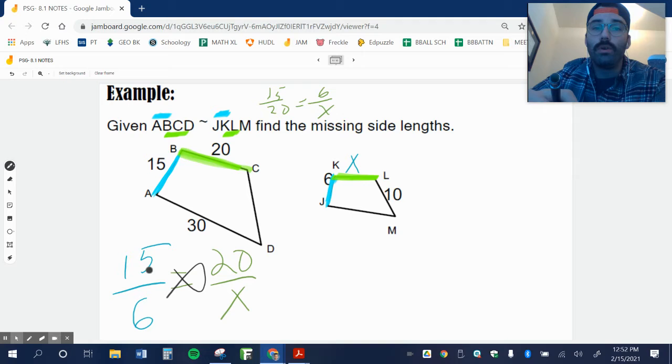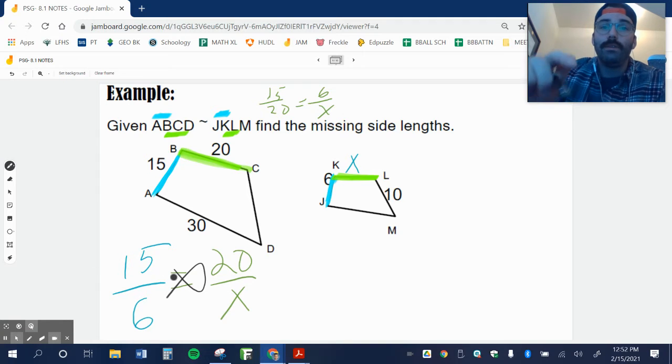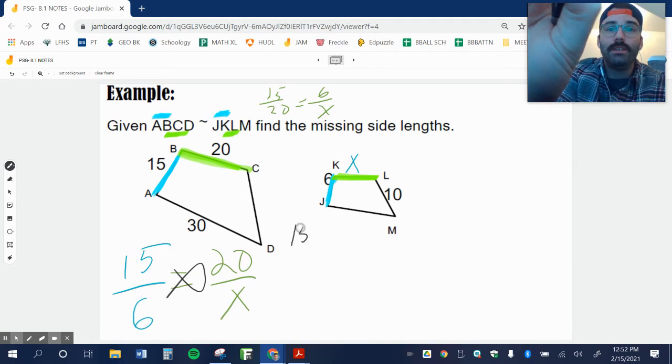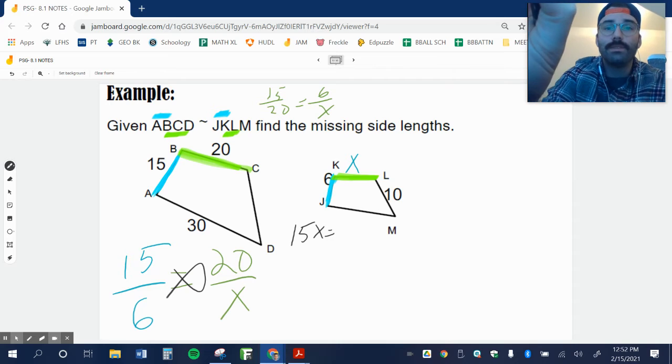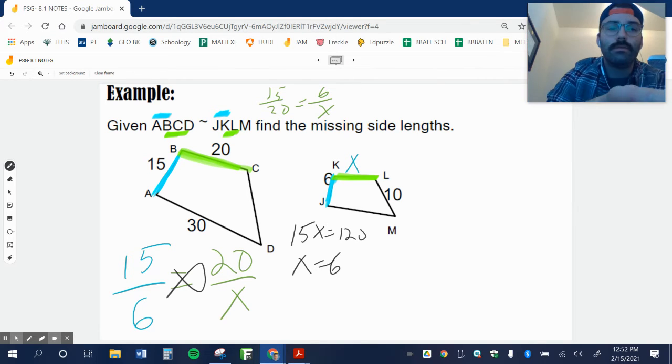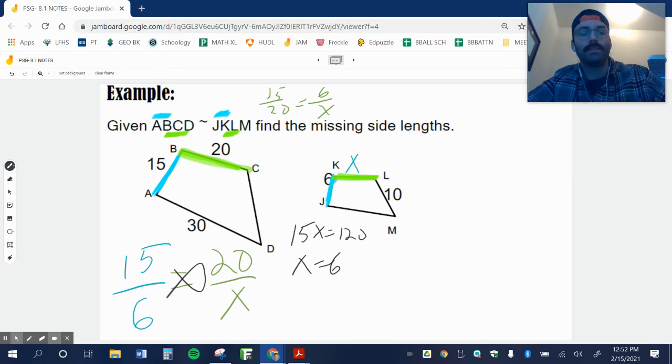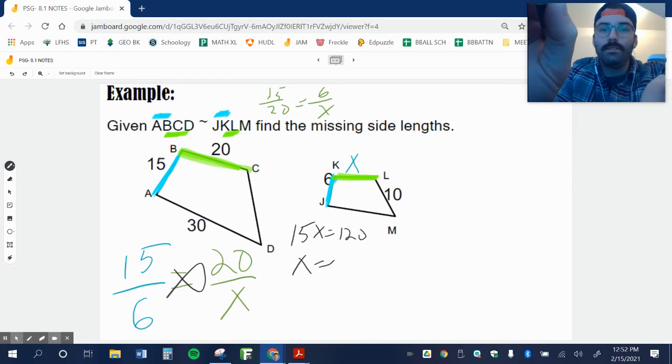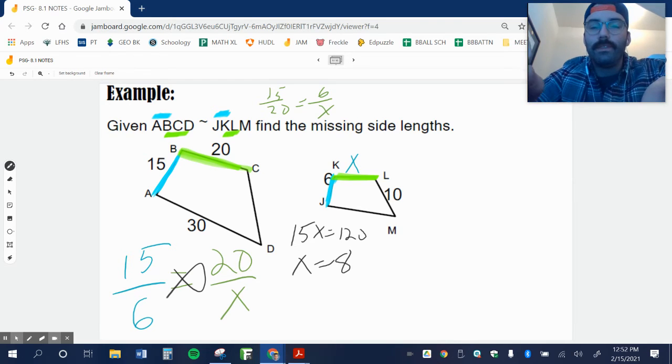To solve this proportion, I want to cross multiply. So I'm going to do 15 times X, so 15X equals 20 times 6, so 120. So X. Hold on, I said 6. X is not 6. I was thinking of a later problem. I apologize, I just confused myself there. So X is 8.